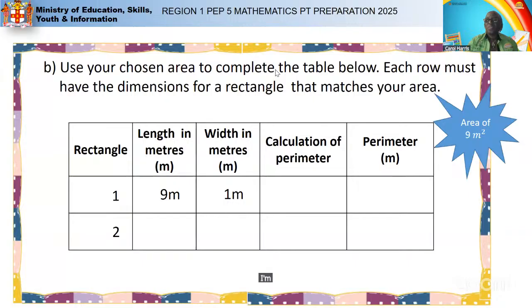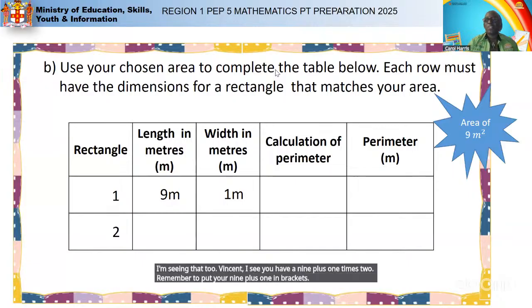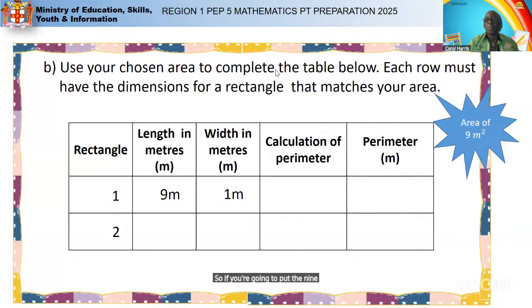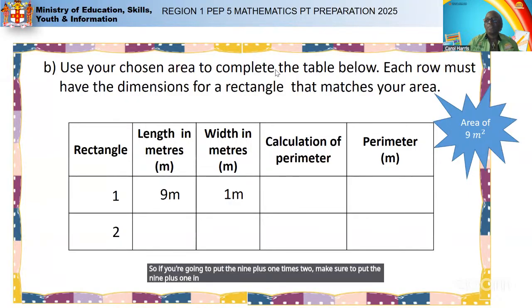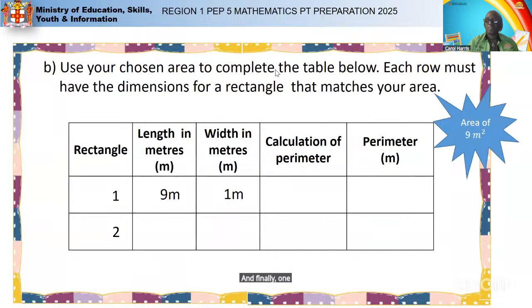Beautiful. Vincent, I see you have a 9 plus 1 times 2. Remember to put your 9 plus 1 in brackets. So if you're going to put the 9 plus 1 times 2, make sure to put the 9 plus 1 in brackets. And finally, one final one, Padmore has 9 plus 1 plus 9 plus 1 equals 20 meters. Beautiful, thank you.